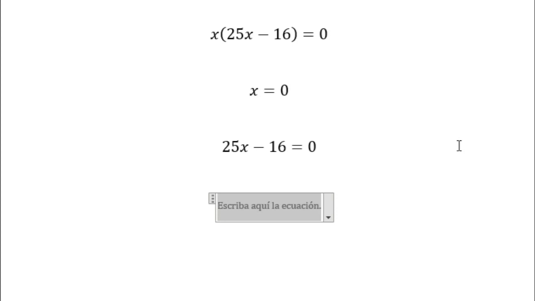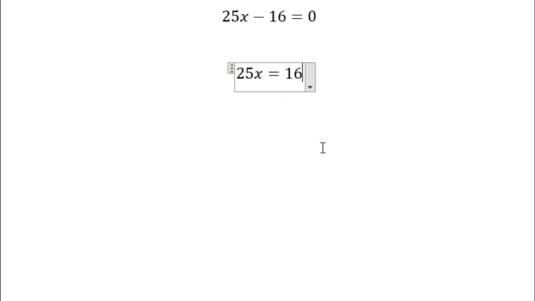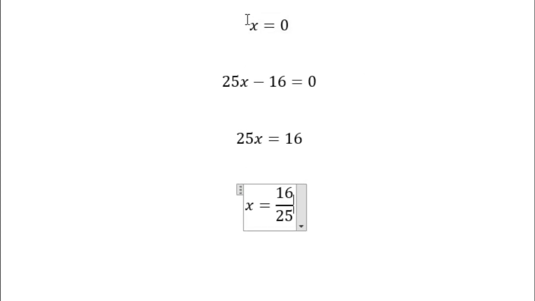In this case, we can move the 16 to the right side of the equation, so we have 25x equals 16. And this 25 can be divided to both sides of the equation, so we end up with x equals 16/25. Now, these are our two possible answers.